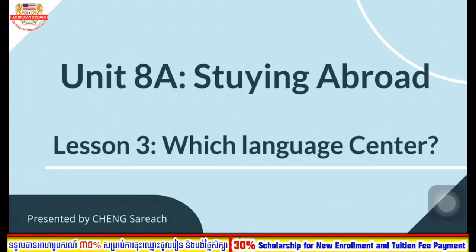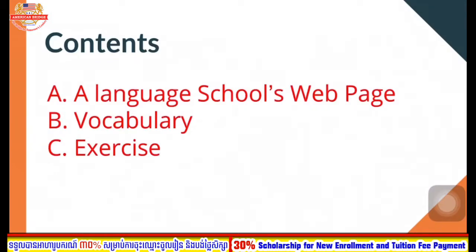So let's go to the contents that we are going to learn for this video. Okay, so we have 3 activities to do. The first is a language school's web page. So with part A, it's like a text that teacher wanted you to spend time to read. And B, vocabulary. So we also have new vocabularies and phrases to learn for every new lesson as well. The last one is exercise. So you're required to do exercise on part B.